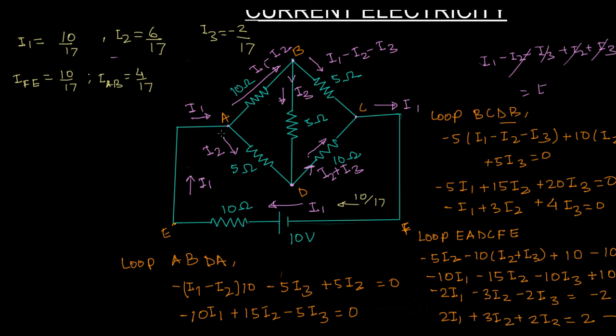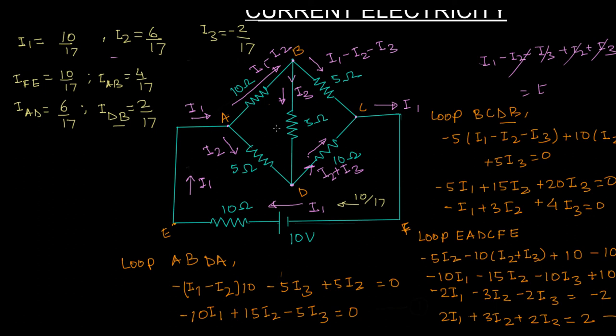That is IAB. Now this is pretty simple. IAD is simply I2, which is 6 upon 17, positive value, so that is correct. IBD is I3, which is minus 2, so here I should write IDB as 2 upon 17. You should understand this. Always do that.